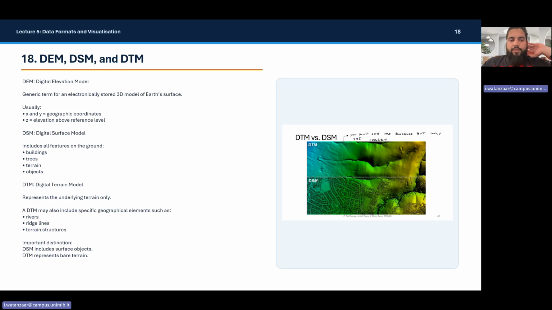Important distinctions: the DSM includes the surface objects. They are only dealing with the surface objects of the land, but DTM is representing the bare terrain, mainly the bare terrains of the geographical elements. So this is the DEM, DSM, and DTM.